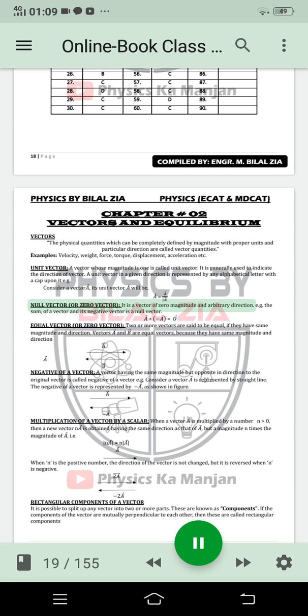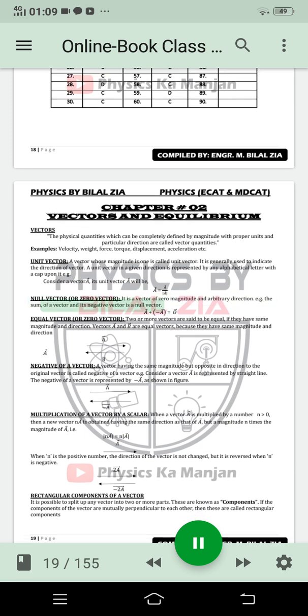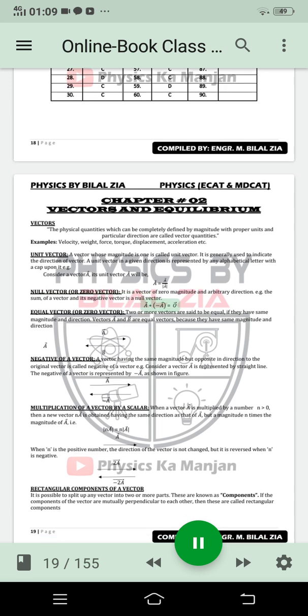Null vector or zero vector. It is a vector of zero magnitude and arbitrary direction. E.g. the sum of a vector and its negative vector is a null vector: A + (−A) = O.